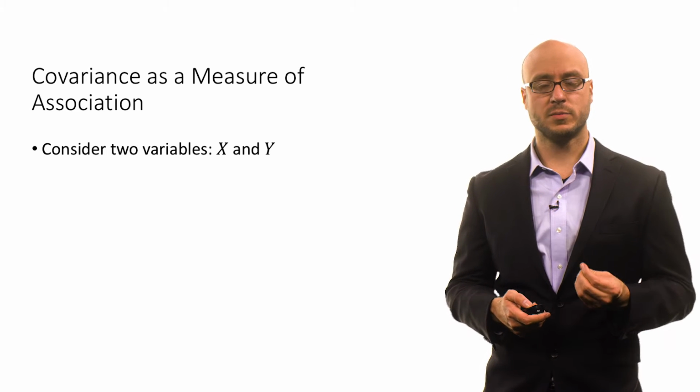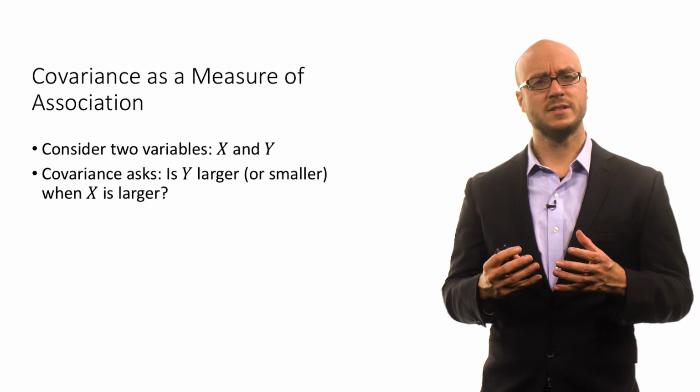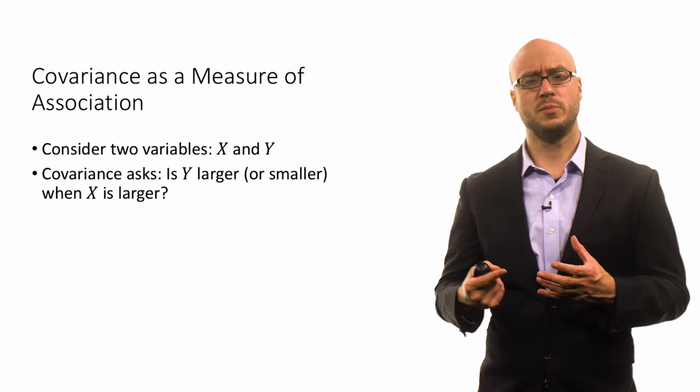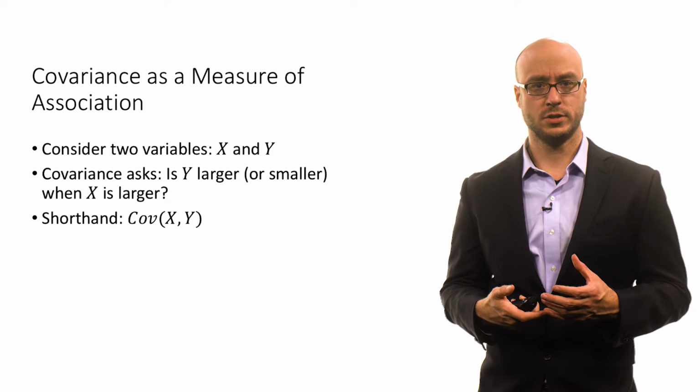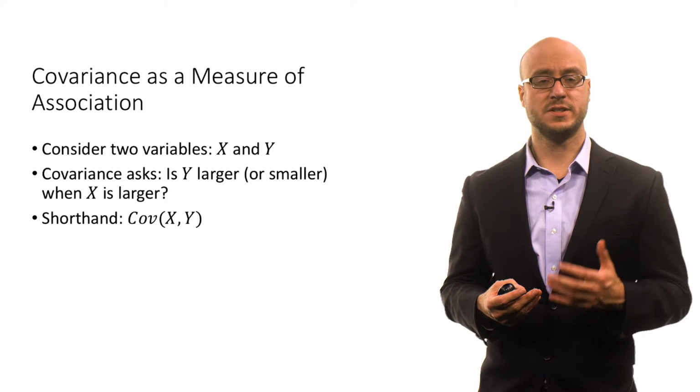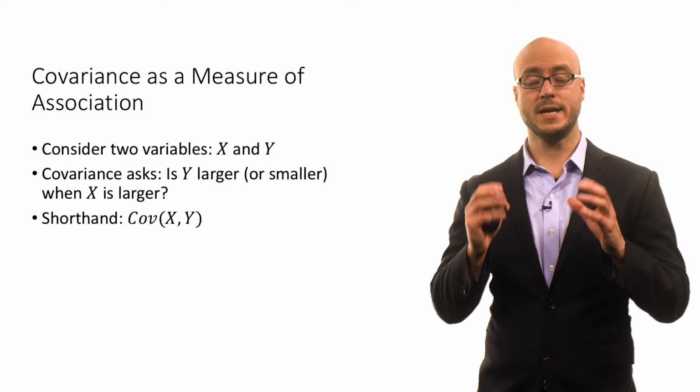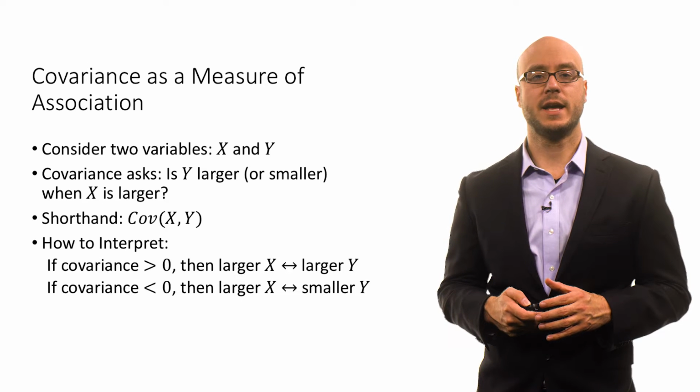So consider two variables, x and y. Covariance asks, is y larger or smaller when x is larger? The shorthand for covariance is COV(x, y), with parentheses around x comma y.